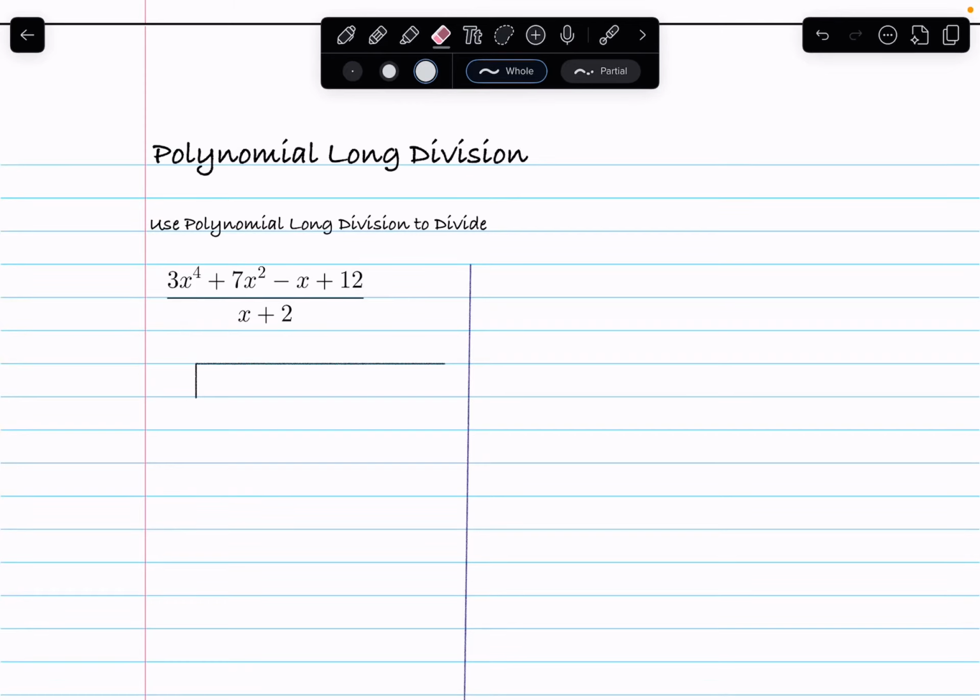Hey y'all, welcome back. We are going to do an example of polynomial long division. Long division, like what you remember from elementary school, and then polynomials are just the bigger functions, okay?